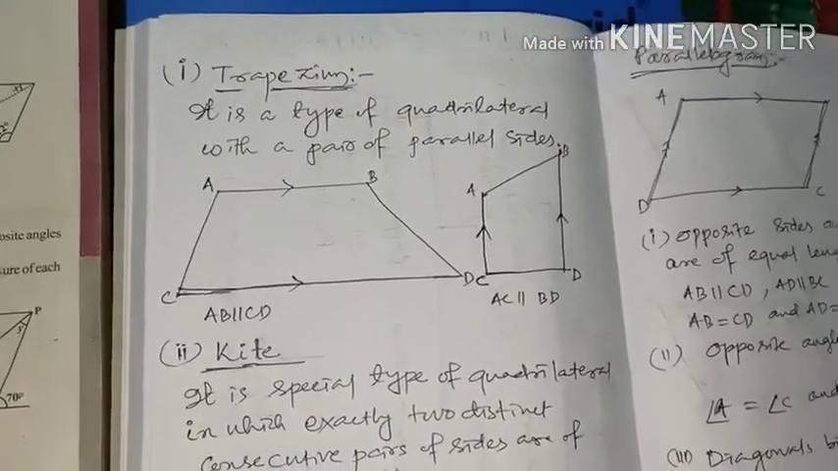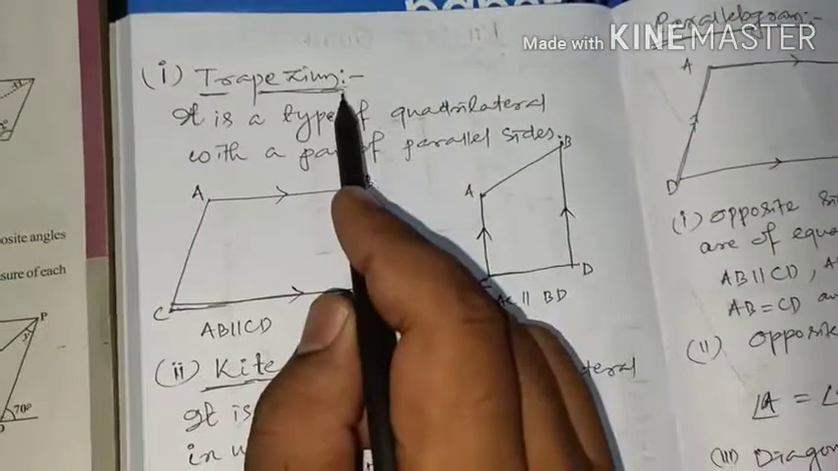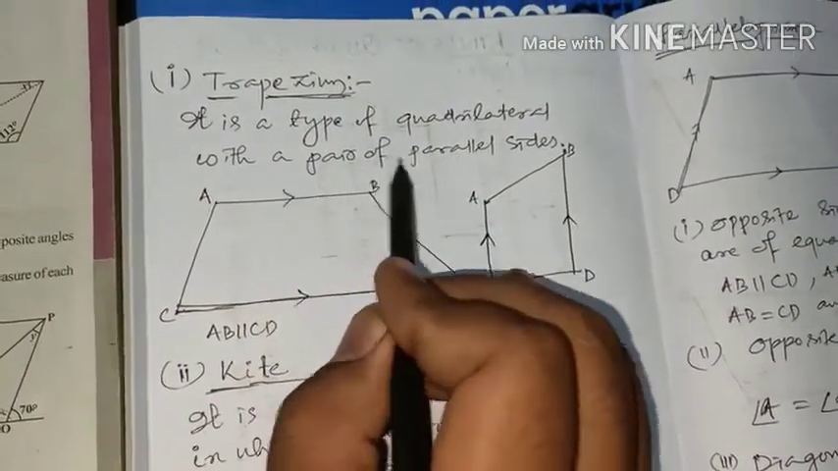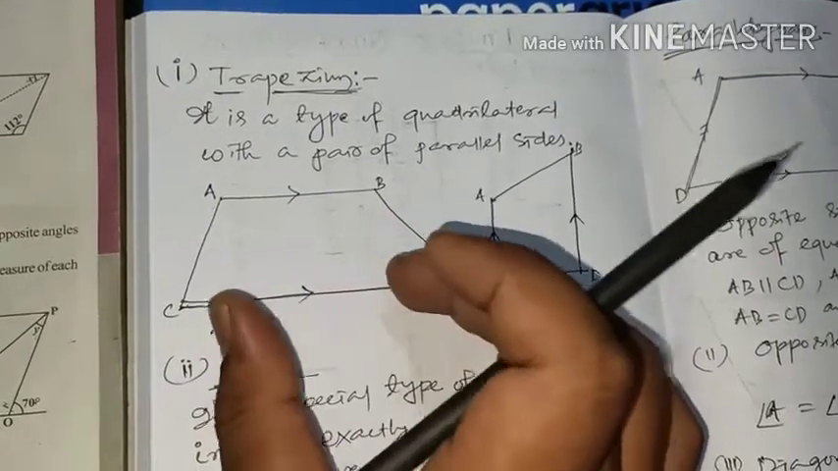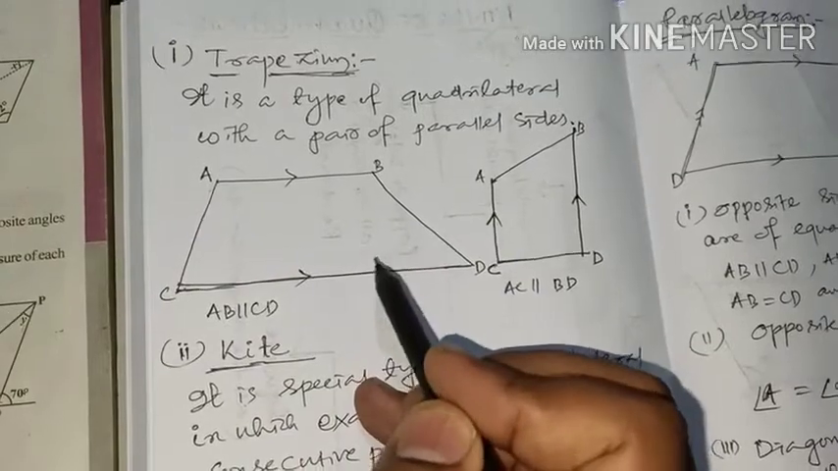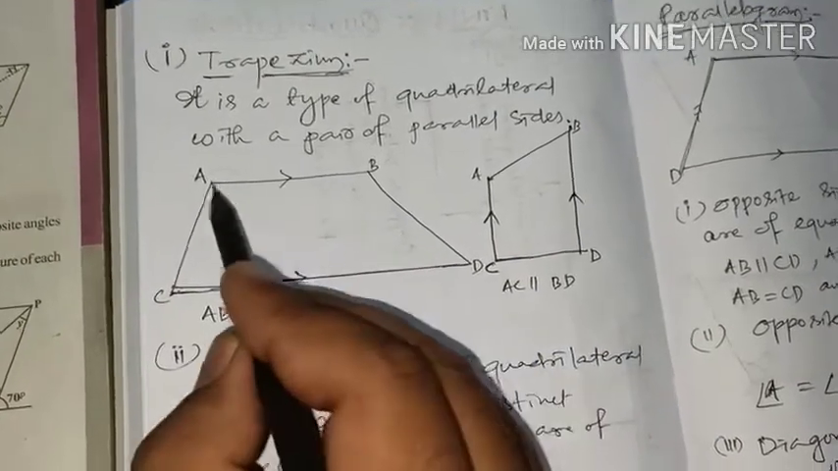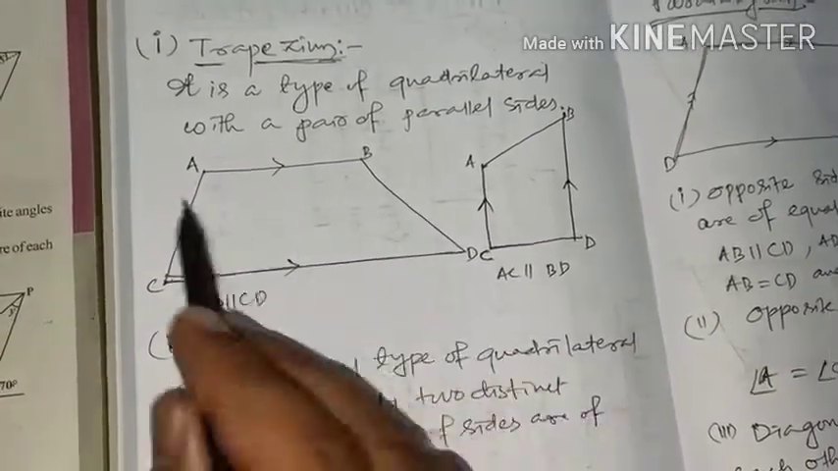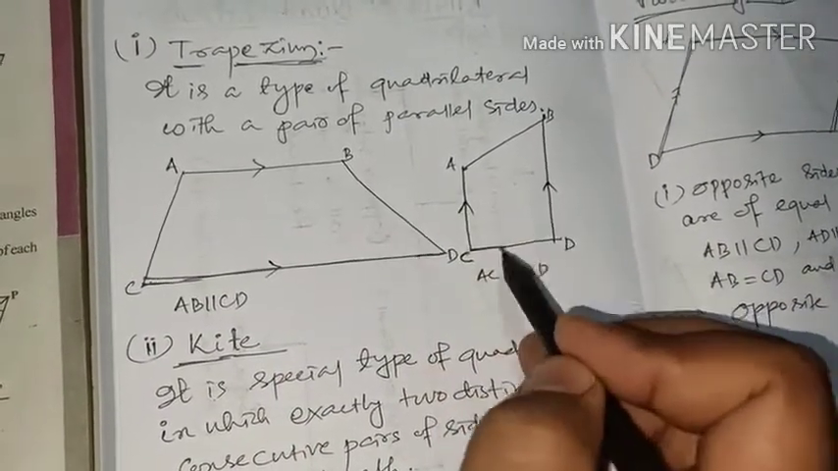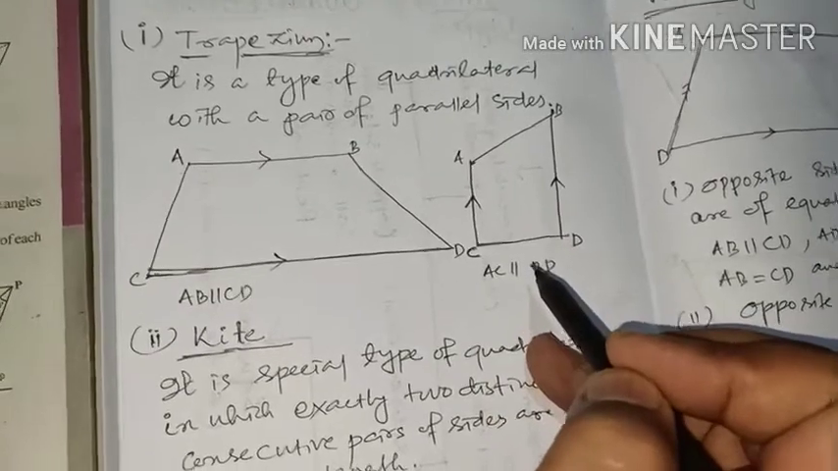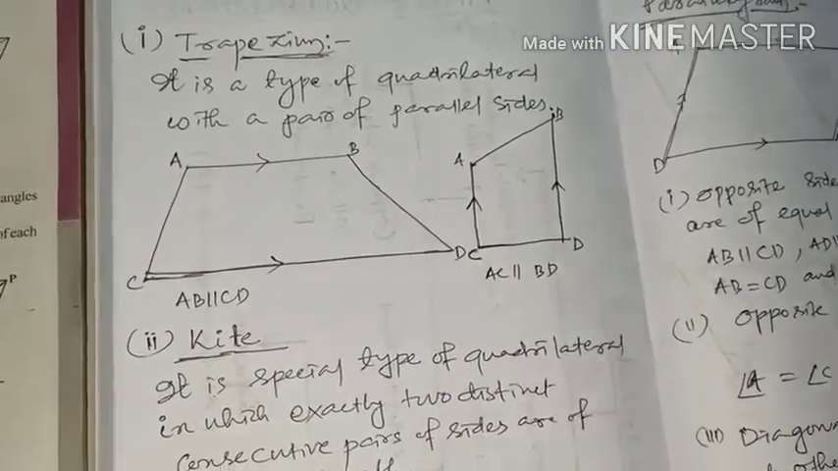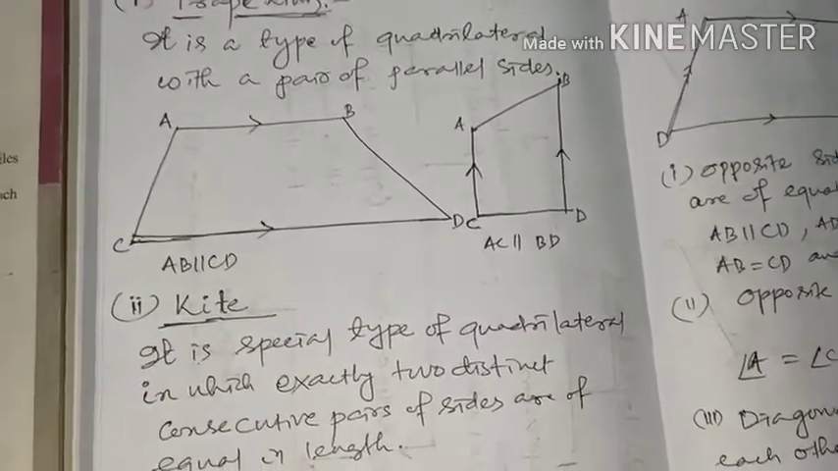So students, you can see that here it is trapezium. At first, it is a type of quadrilateral with a pair of parallel sides. One pair of parallel sides. For example, ABCD can be a trapezium because here AB is parallel to CD. AB is parallel to CD, and here ABCD, another figure, is also a trapezium because here AC is parallel to BD. AC is parallel to BD. You know what parallel sides are?